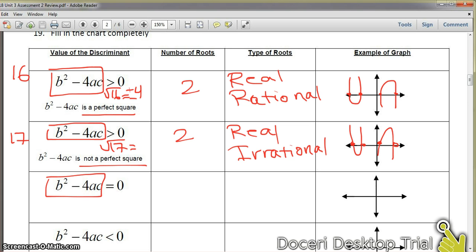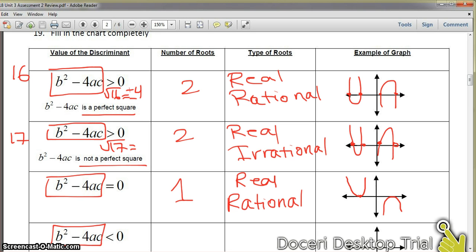Now, if you calculate the discriminant and you find that it's equal to 0, which is b squared minus 4ac equal to 0, it means it's a graph crossing the x-axis at 1 point. So in this case, I have 1 real and rational root.